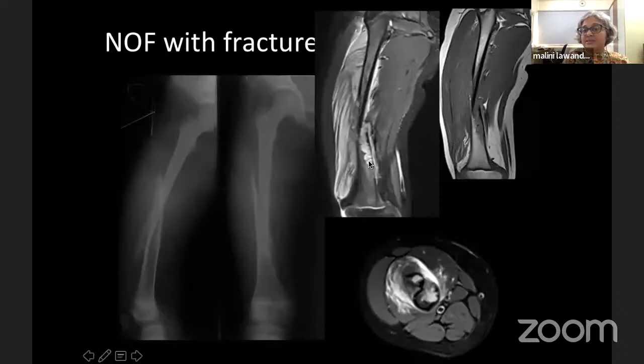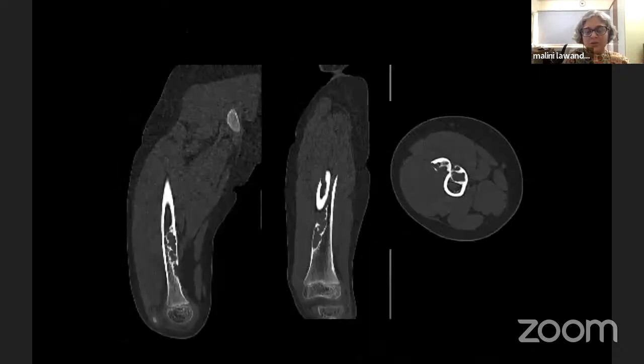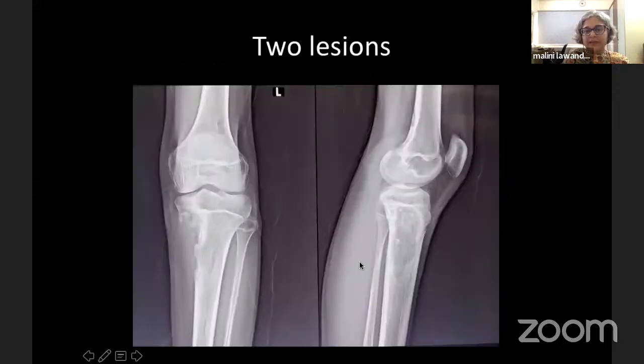Sometimes, rarely, you have these larger non-ossifying fibromas, which had in fact fractured. These are much less common. Most of the time they are incidental, but this one did have a fracture and an MR was done to show that. You can clearly see the lesion is only cortical, well-defined.